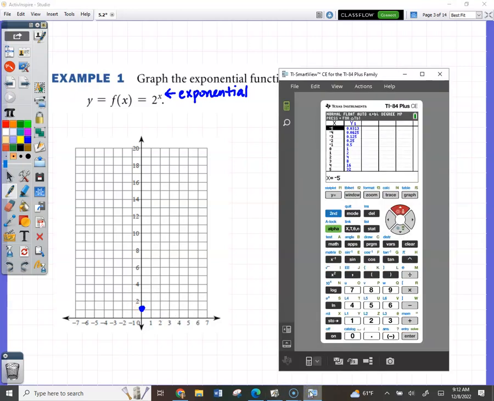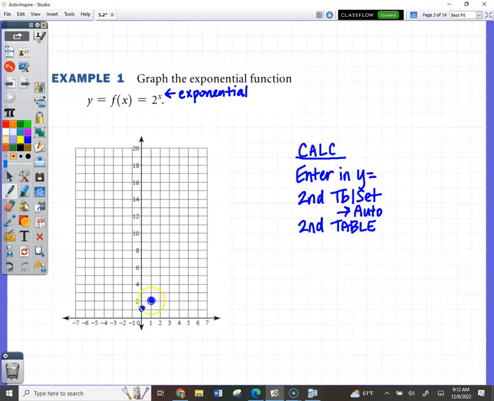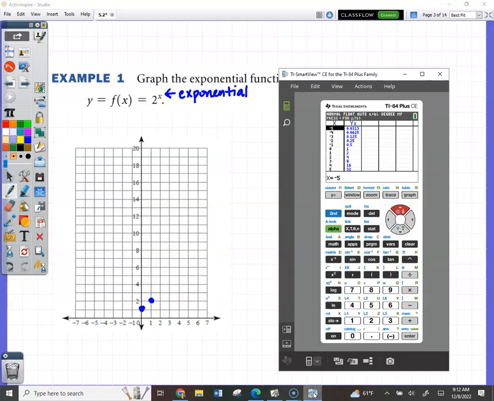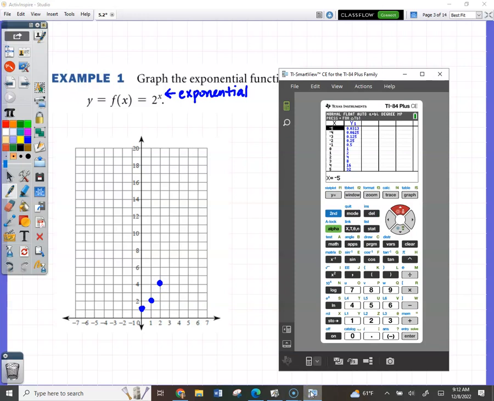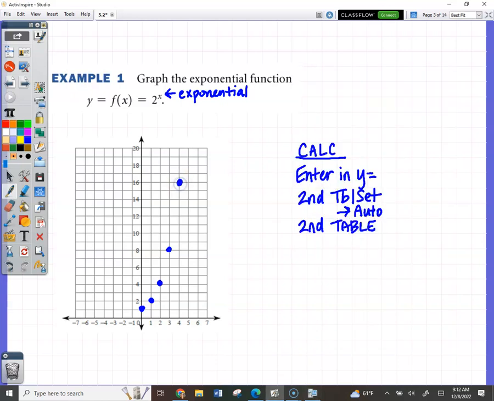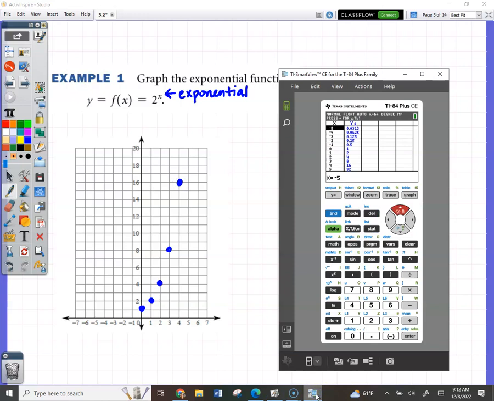You plug 1 in, you get 2. Plug 2 in, you get 4. 3 gives you 8. 4 gives you 16. 5 shoots off the graph, right? Now you can get an idea of where the curve is. Now let's look at the ugly numbers.